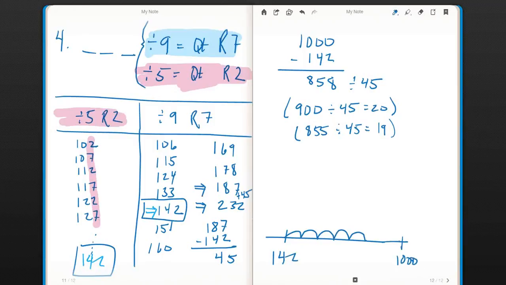Now, notice I don't expect to land on 1,000, right? At some point, it's not going to hit 1,000, so it doesn't have to be exact. So if I do 858 divided by 45, I'm going to use some estimating because I know that 900 divided by 45 is 20. And if I go down 45, then I know 855 divided by 45 is 19. And that tells me there's going to be 19 jumps before you land, and the next jump you'd be a 4-digit number.